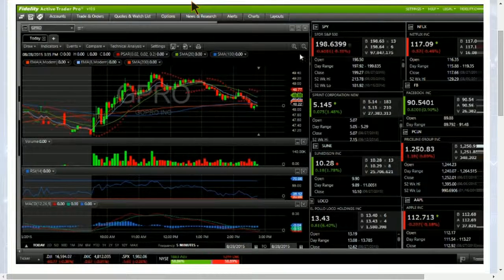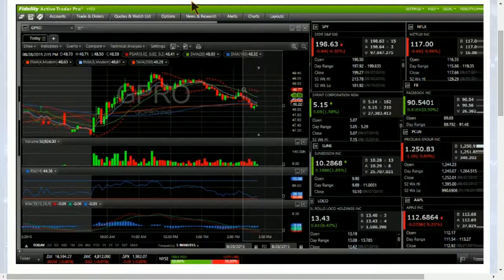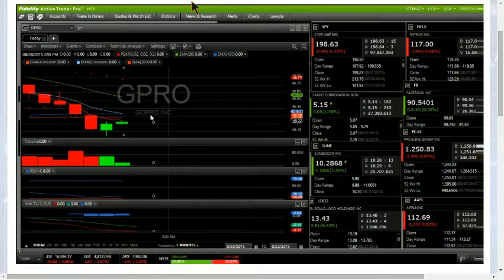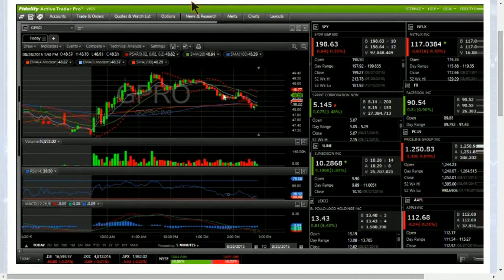GoPro just fell through support. Now we're going to test it as resistance. Those levels are 48.29 and 48.33. So GoPro definitely looking bearish. If it can turn those back into support, it would be a good sign, but giving up a good chunk of the gain so far today.